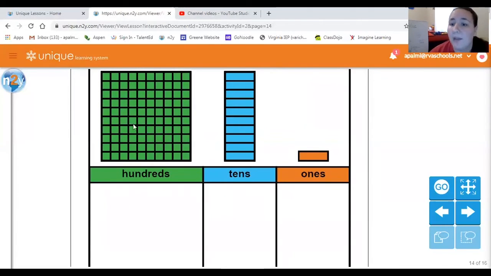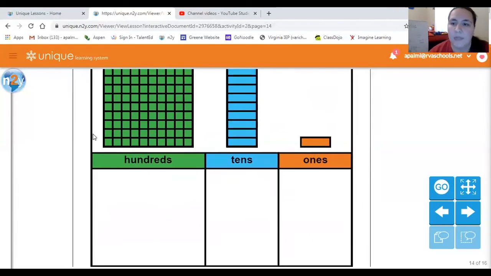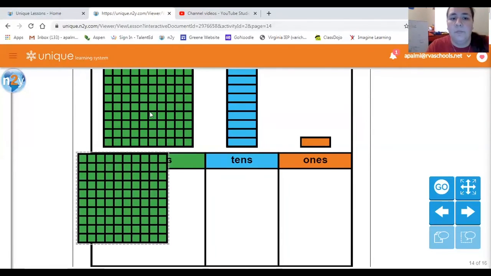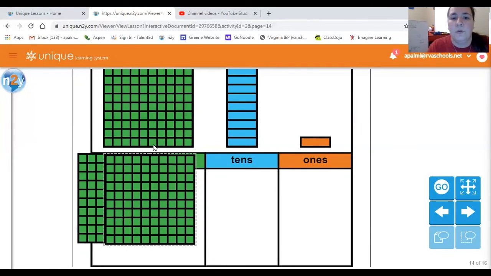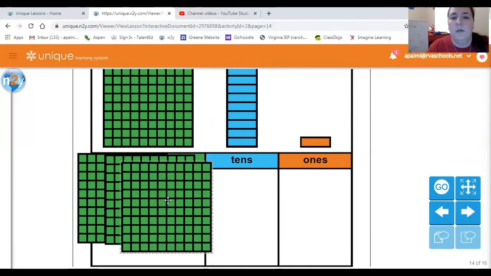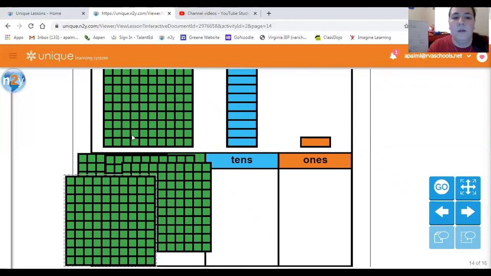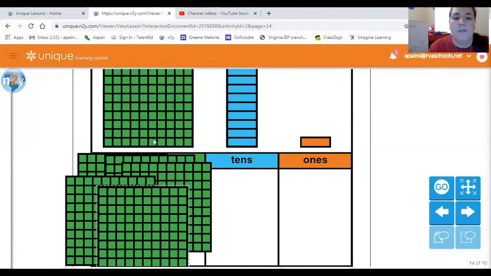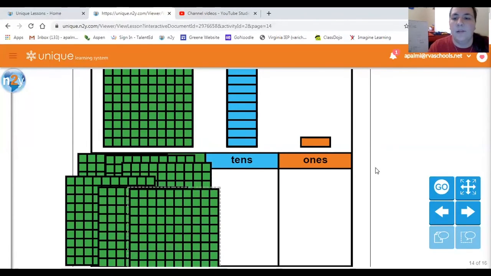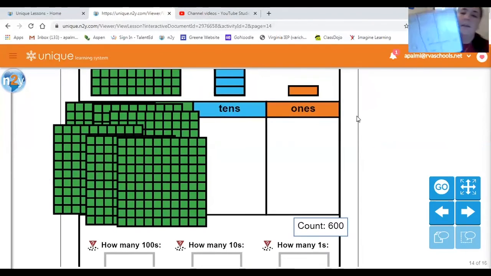So here is my flat. How many flats do I need to move for my hundreds? Well, I can check my place value chart and see I have a 6. So I'm going to move 6 flats down. Let's count together. 1, 2, 3, 4, 5, and 6. All right, so I can check and see that I have a 6 in the hundreds place, and it should be 600.